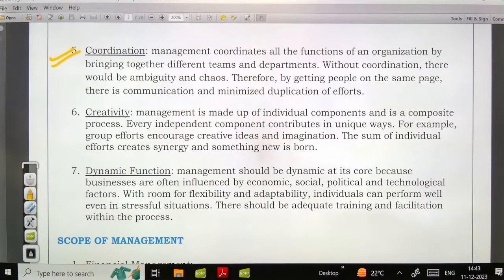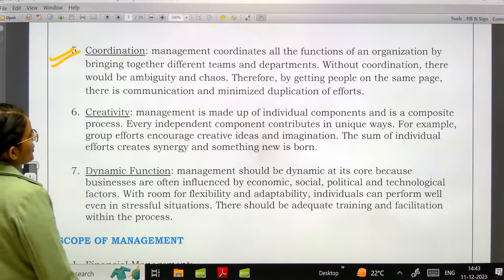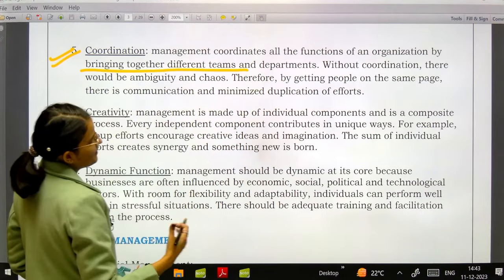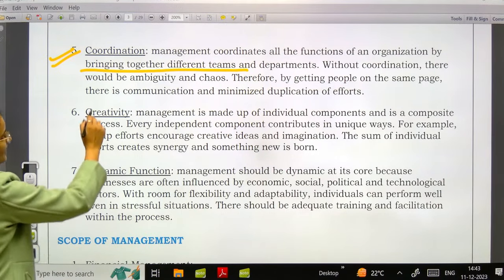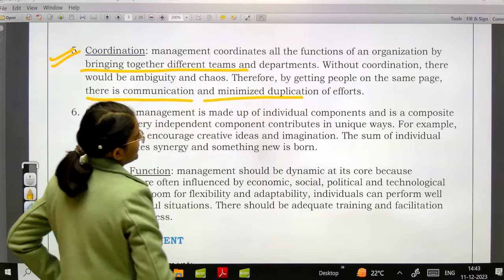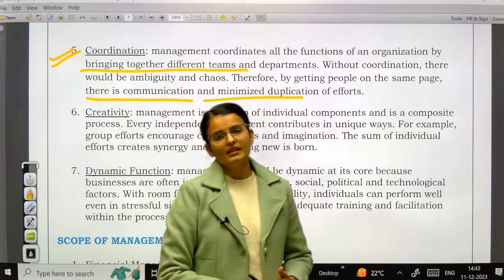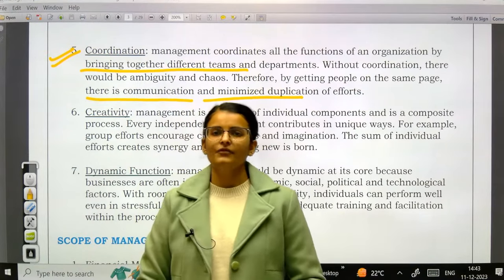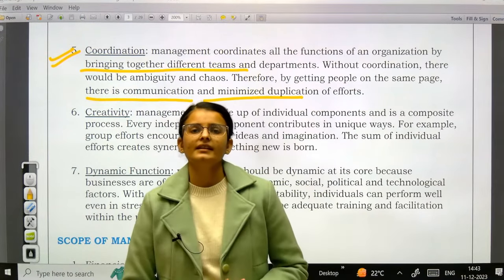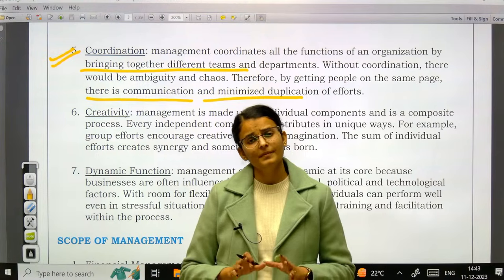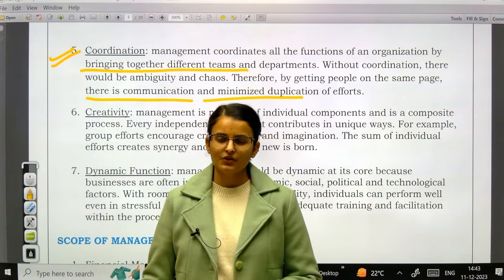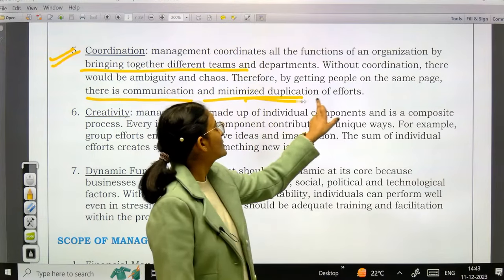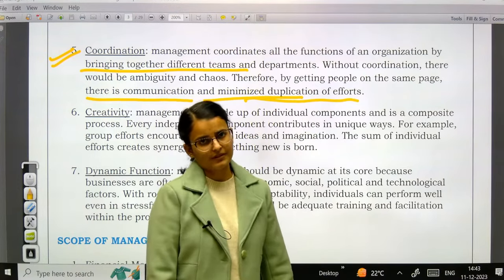Coordination. Management coordinates all the functions of an organization by bringing together different teams and departments. Without coordination, there would be ambiguity and chaos. Therefore, by getting people on the same page, there is better communication and minimized duplication of efforts. As we have seen in management earlier, if you have studied management, the first thing that a manager needs to do is ensure there is minimal wastage of resources. If a task is repeating itself, there is wastage of efforts. What should he focus on? Minimize duplication of efforts.